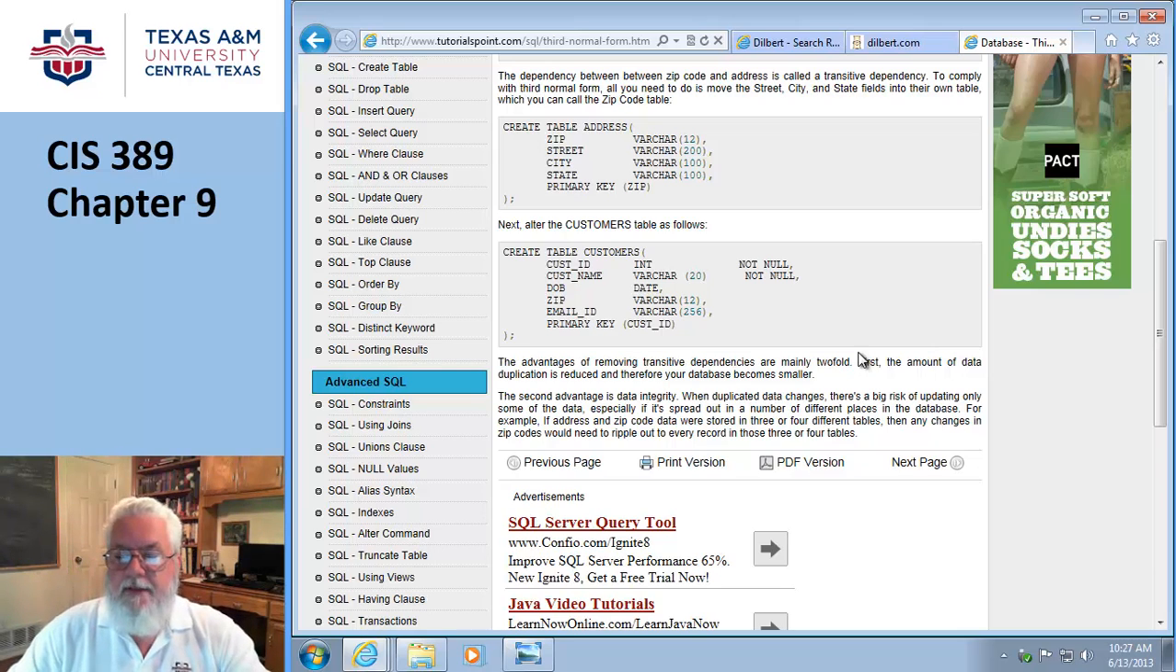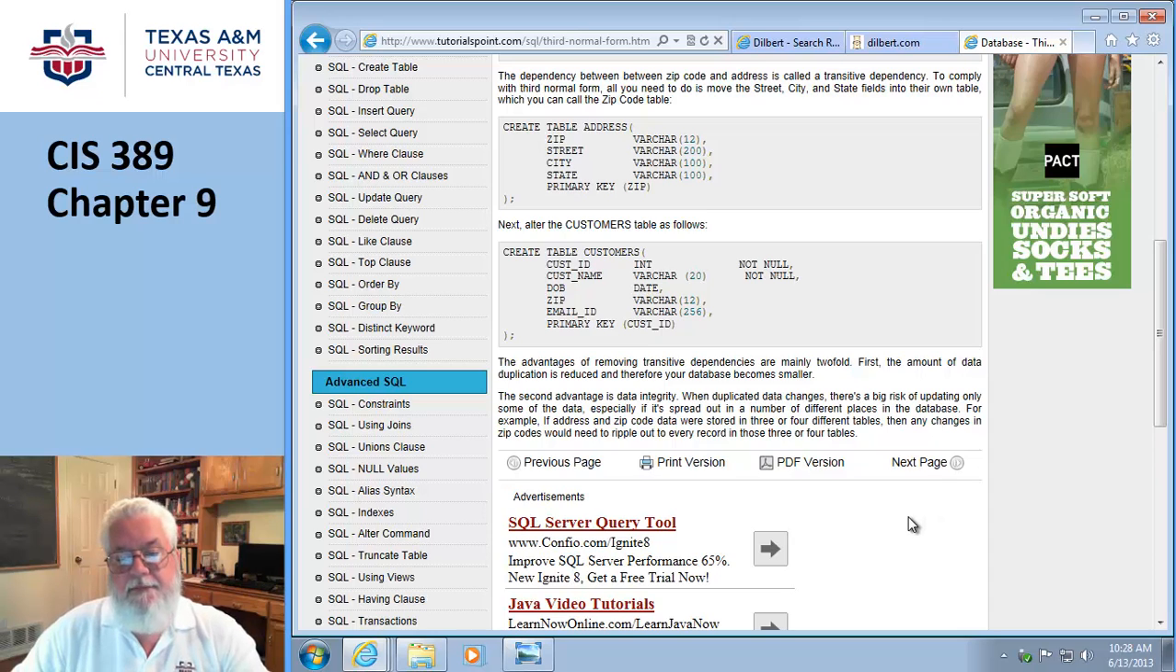The advantages are mainly twofold. First, the amount of data duplication is reduced. So I don't have the address in 5 different locations. Okay? And therefore your database becomes physically smaller. I like that. The second is data integrity. We mentioned data integrity before. Where duplicate data changes, there's a big risk of updating only some of the data, especially if it's spread out in a number of places in the database.